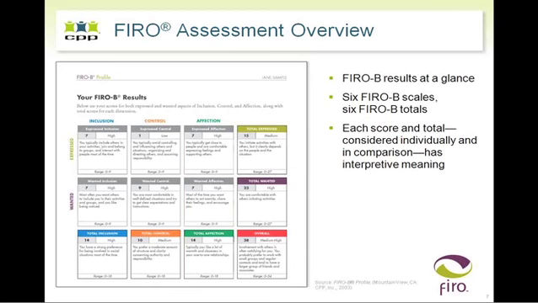So now, let's take another look at this grid, looking just at the totals down the bottom of the grid. You can see that I've highlighted the total inclusion, total control, and the total affection scores.